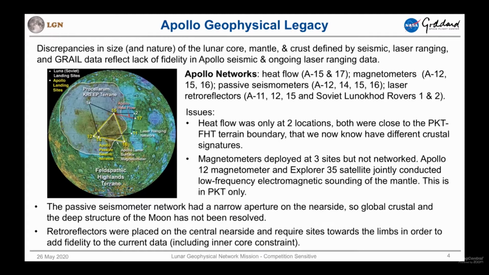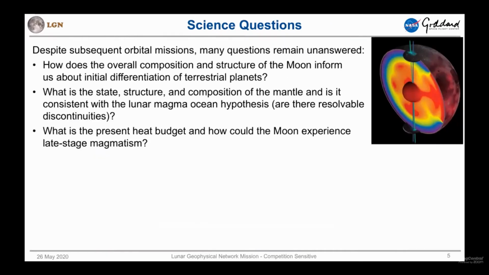And retroreflectors were placed, 3 from Apollo and 2 from the Soviet Lunokhod rovers. They continue to generate data. But we need to expand this network in order to add fidelity to the current data that is being recorded, in order to investigate, for example, things such as the inner core of the moon, which is still ambiguous, and trying to get clarity between these different data sets is something that requires a lunar geophysical network. So we have a lot of science questions we want to look at. That starts off with the overall composition and structure of the moon to tell us about the creation of terrestrial planets.